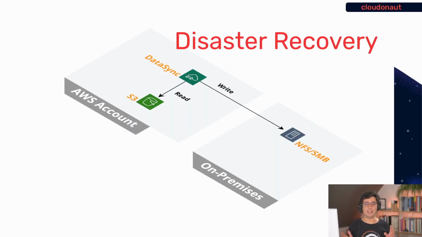But DataSync is not only for copying data between AWS services. You can use it to synchronize data from your AWS environment to your on-prem environment as well. So for example, if you want to copy the data from your S3 bucket to an on-premises NFS share for disaster recovery purposes, for example, in case of a breach or an outage.